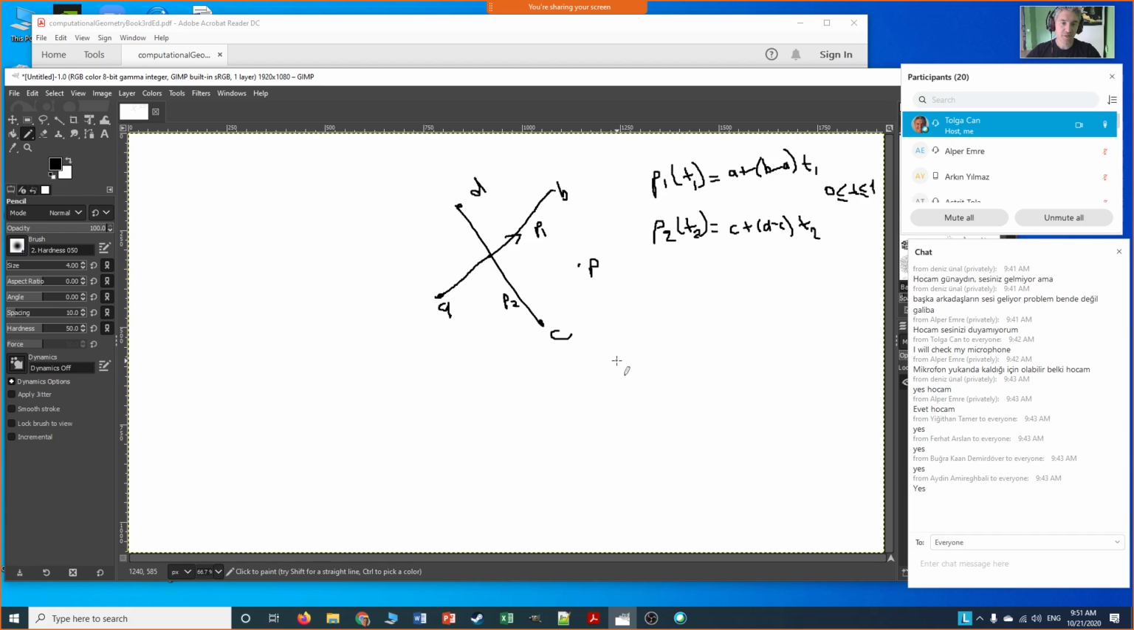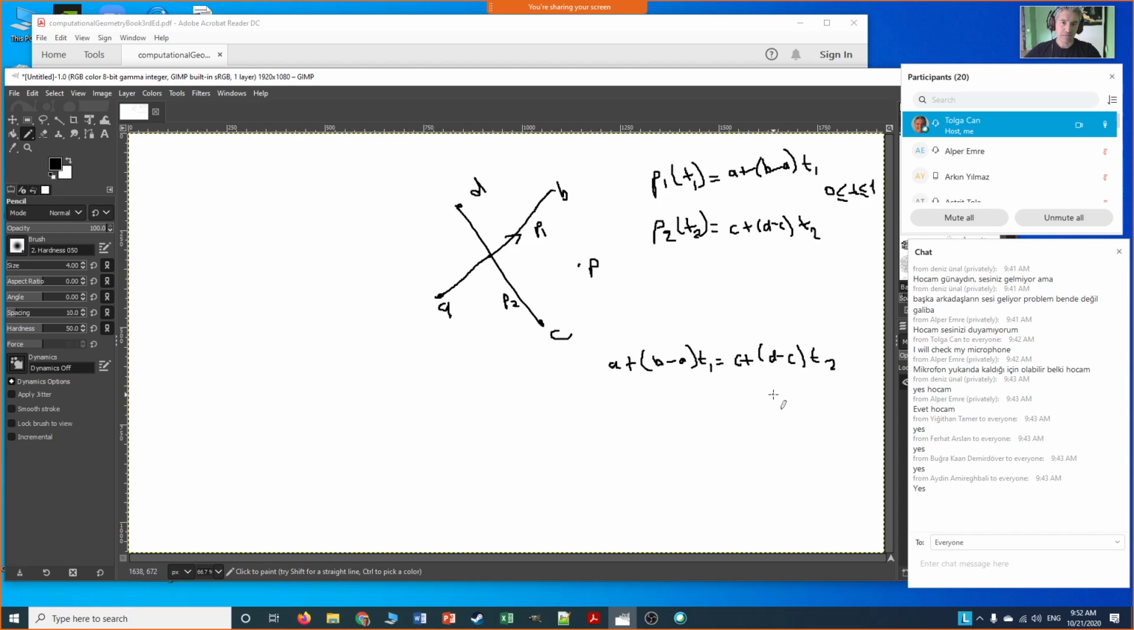A plus (B minus A) T1 is equal to C plus (D minus C) T2. As you can see, A, B, C, and D are known here. They are given to us. We know what A, B, C, D are. They are 2D points. And here, the only two unknowns are T1 and T2. So we need to solve this equation to find the two unknowns.